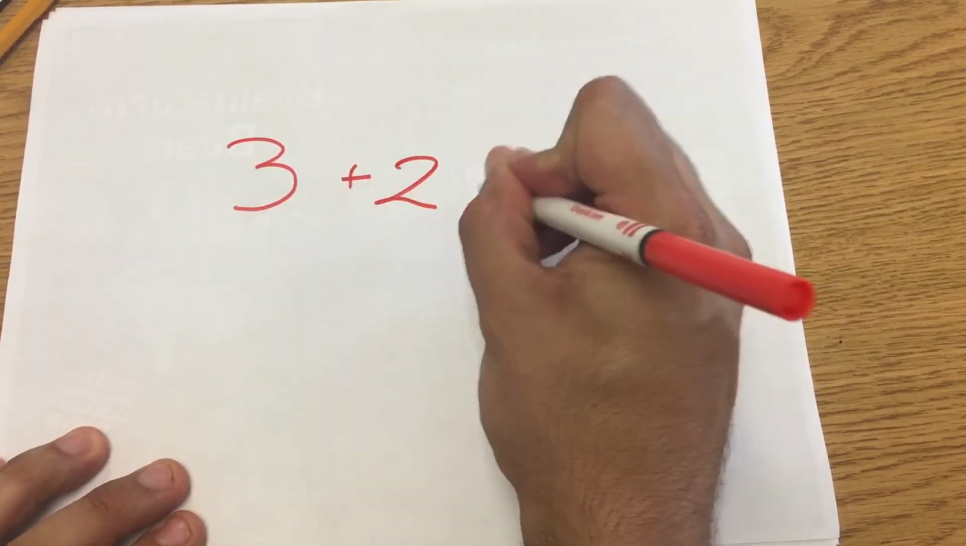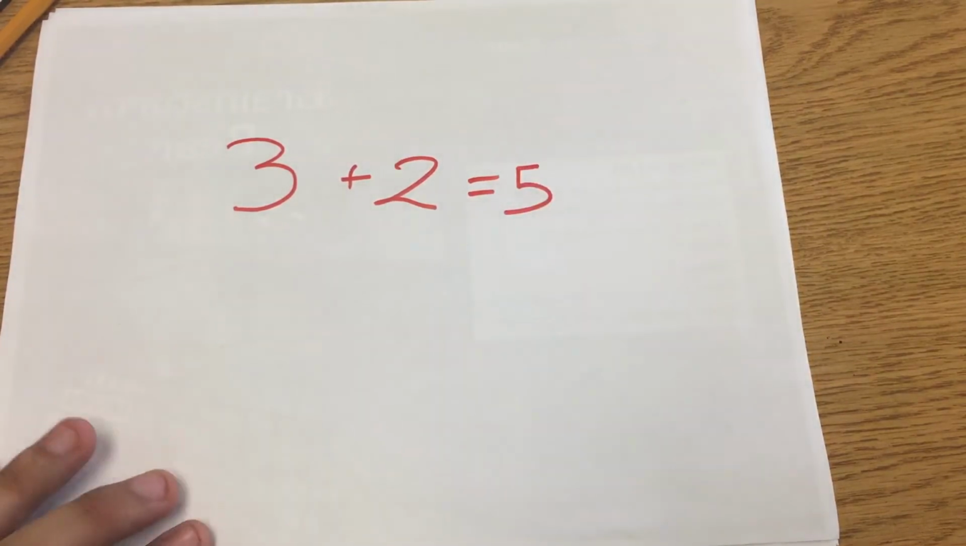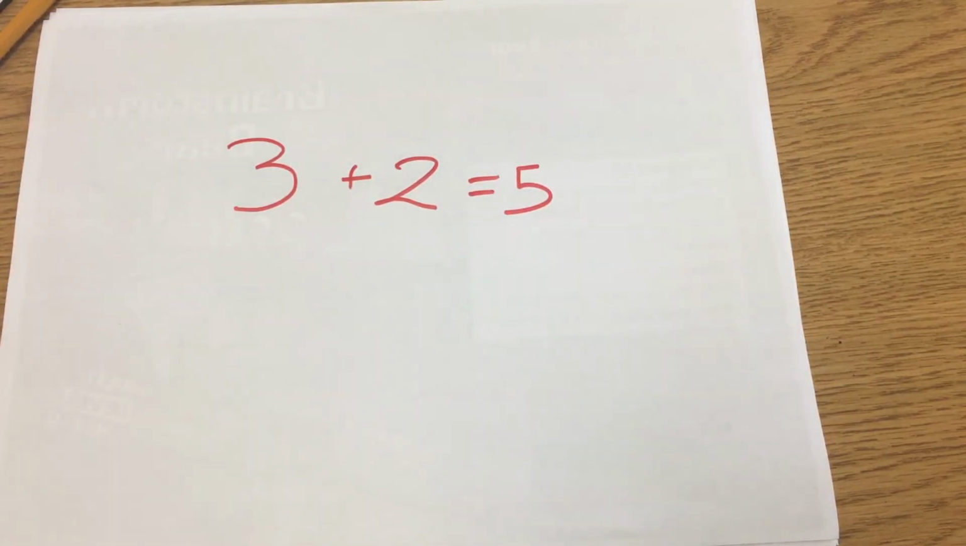In math, a model is anything that represents numbers or something that you're doing with numbers. So let's say I took an equation that should be pretty simple for many of us. 3 plus 2 equals 5. That's something that we've learned how to do since we were really young.